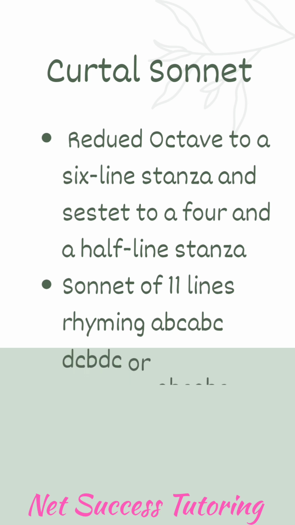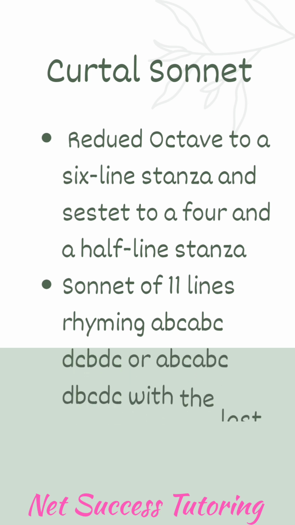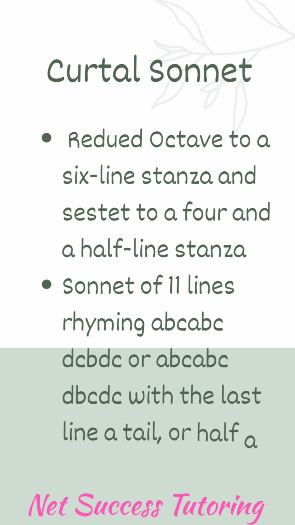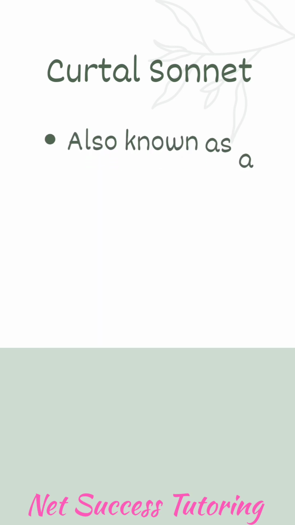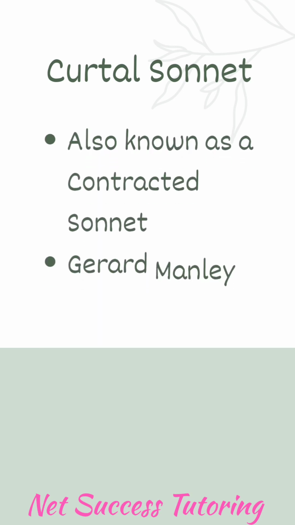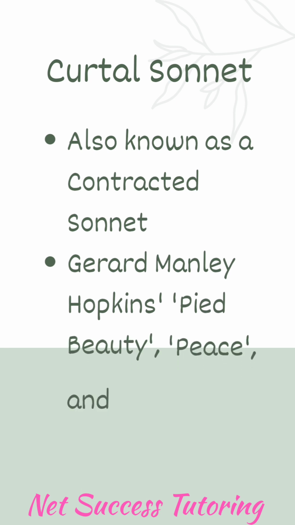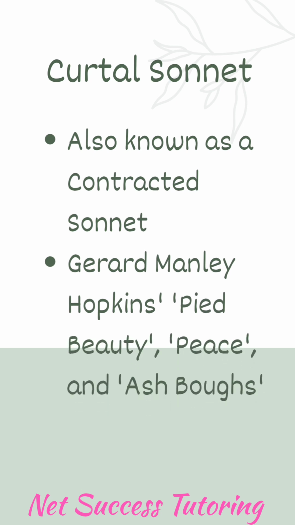A sonnet of 11 lines rhyming ABC ABC DCB DC or ABC ABC DBC DC, with the last line a tail or half a line. It is also known as a contracted sonnet. Example: Gerard Manley Hopkins' Pied Beauty, Peace and Ash Bows.